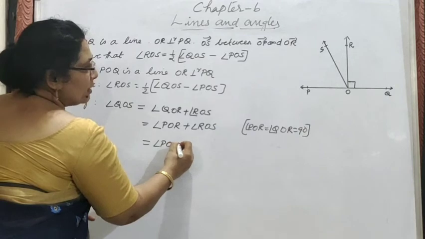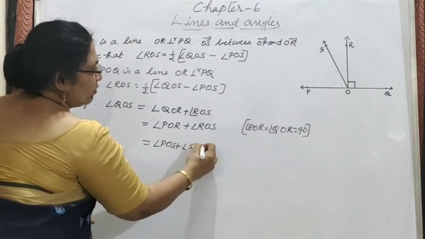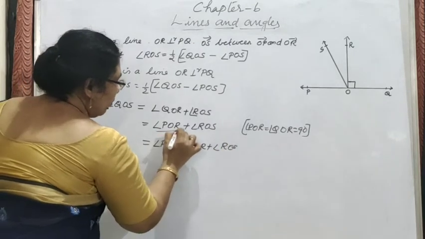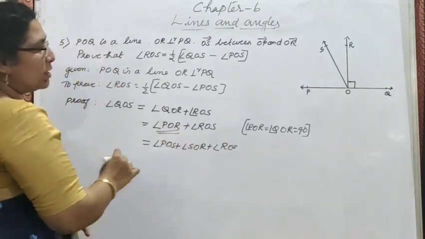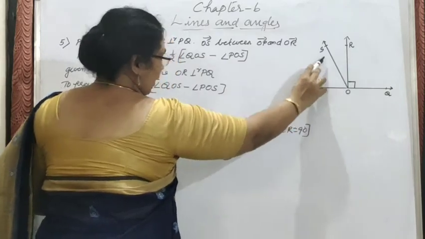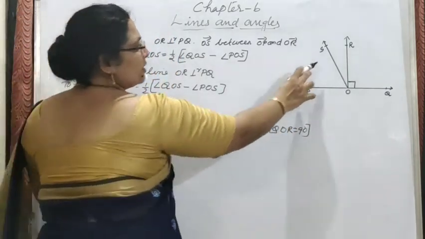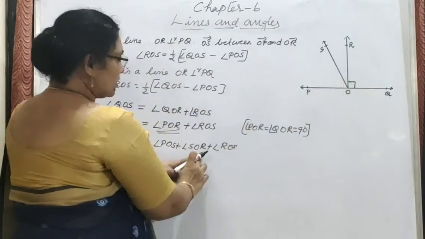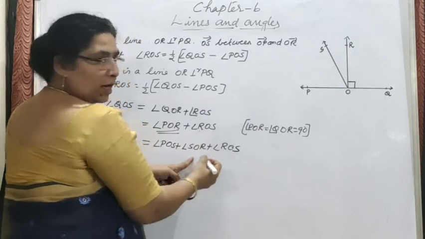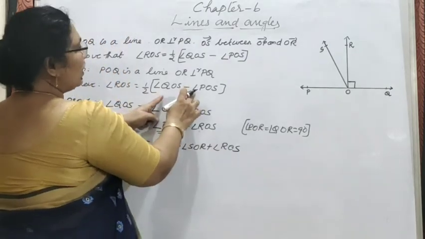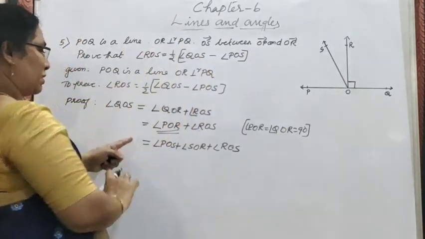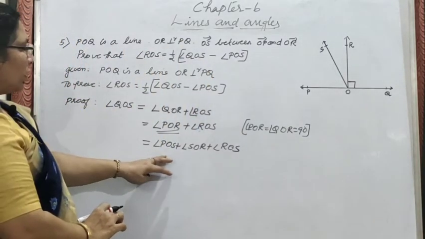POS plus SOR, right? Only POR we are considering now. See the figure, which is the first angle in POR, POS we have written. Next is SOR. It is same as ROS only. Here one more time ROS, there I have written ROS. In the answer, we want ROS, we want POS and QOS, right? So we got all those angles now.